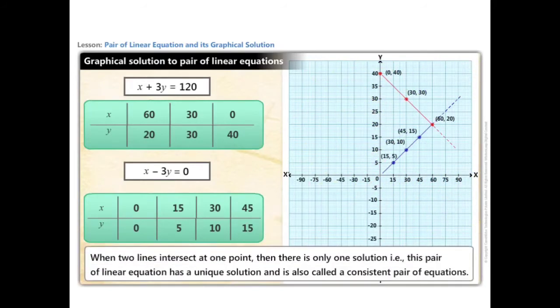When two lines intersect at one point, then there is only one solution. That is, this pair of linear equations has a unique solution and is also called a consistent pair of equations.